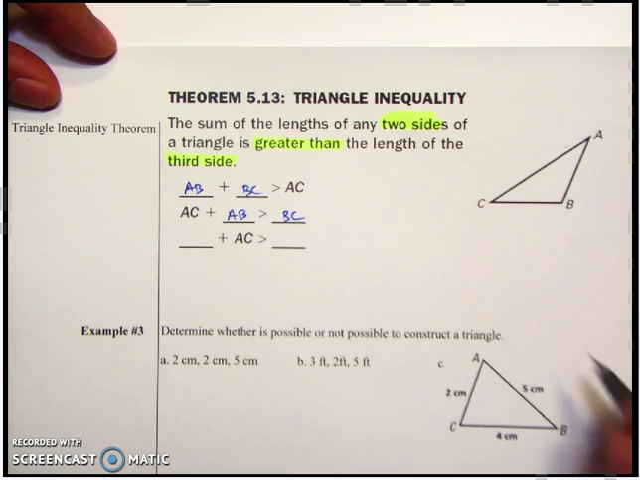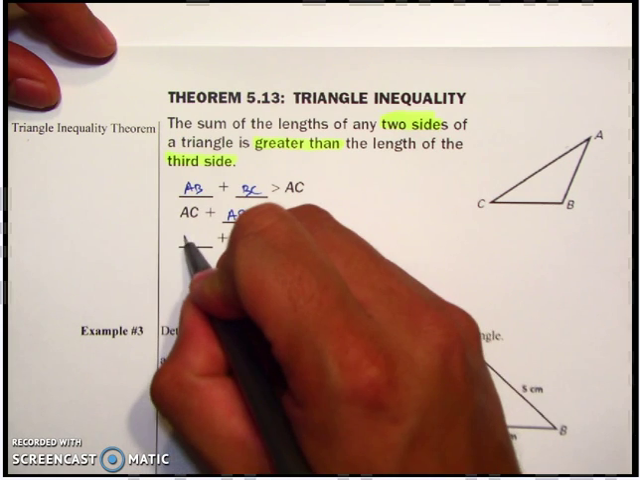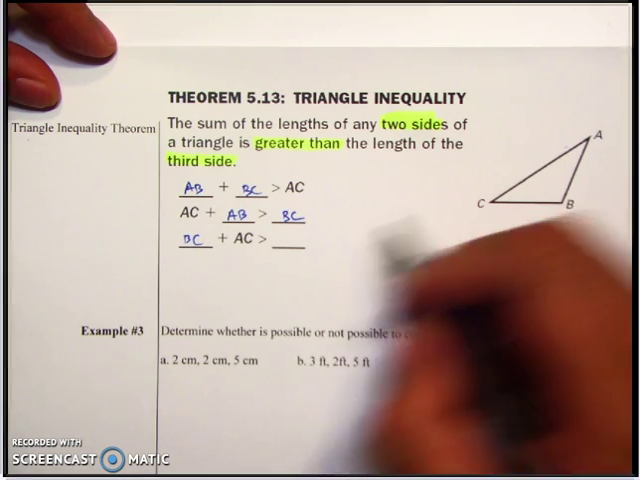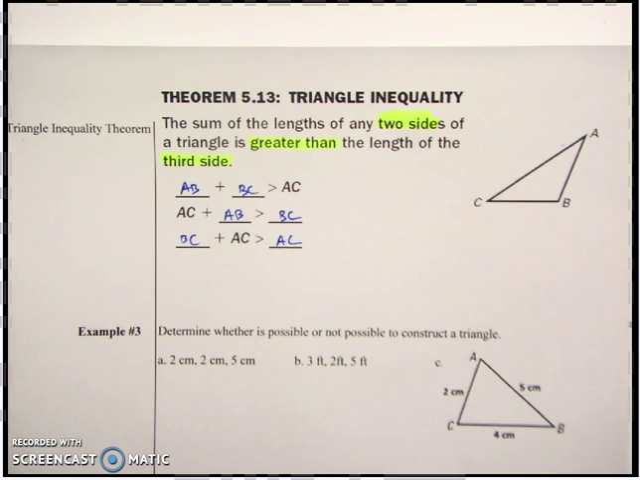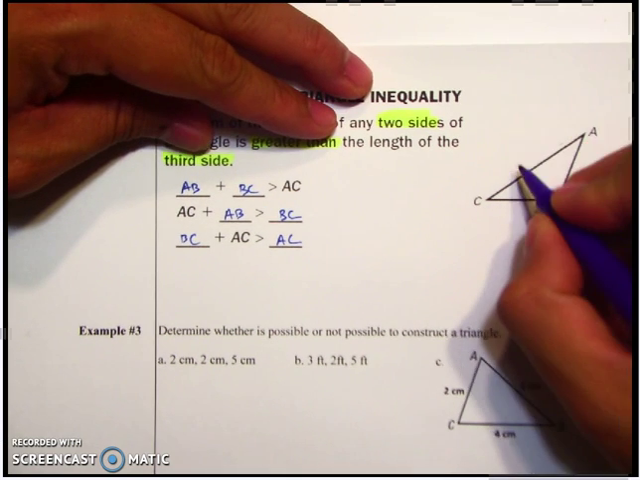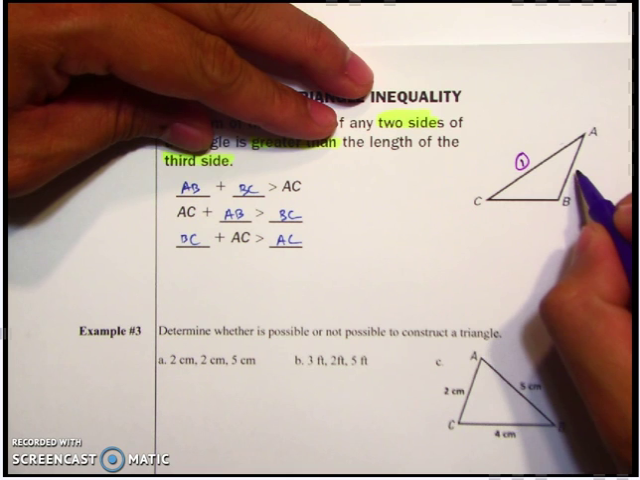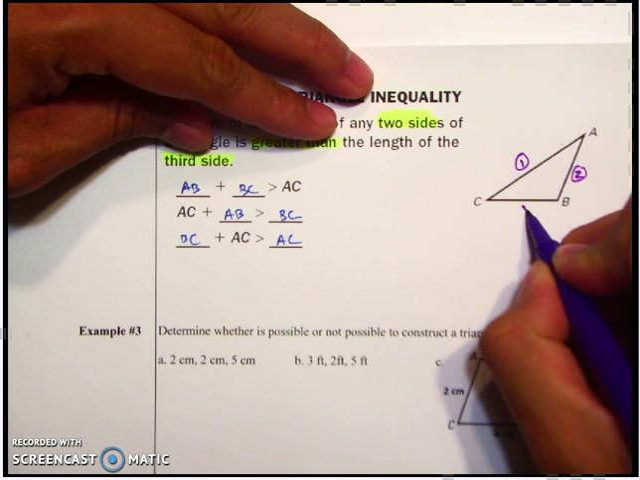Okay? Over here, if you have BC plus your other side, AC, it has to be bigger than your third side, AC. Okay? So with all that lettering, it could be a little bit confusing. So let's just go ahead and simplify this a bit more. I'm just going to name the sides. Let's say this is side 1, and this is side 2, and side 3.